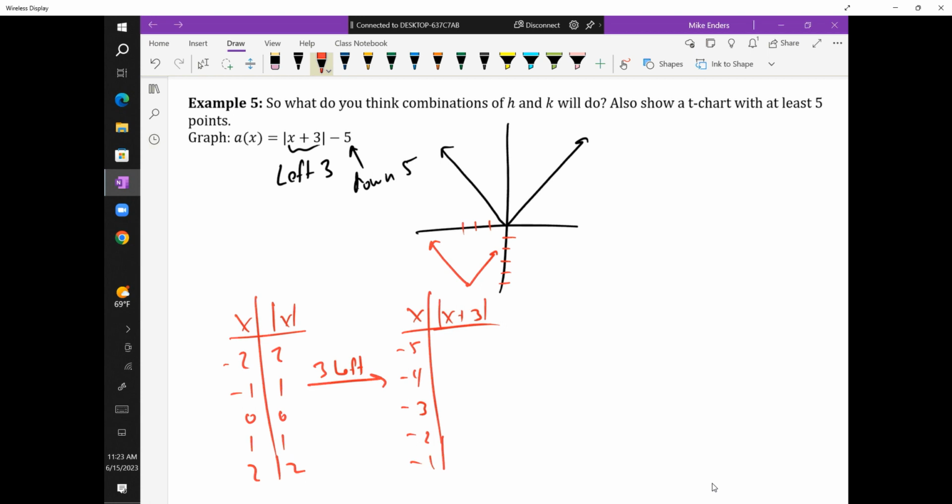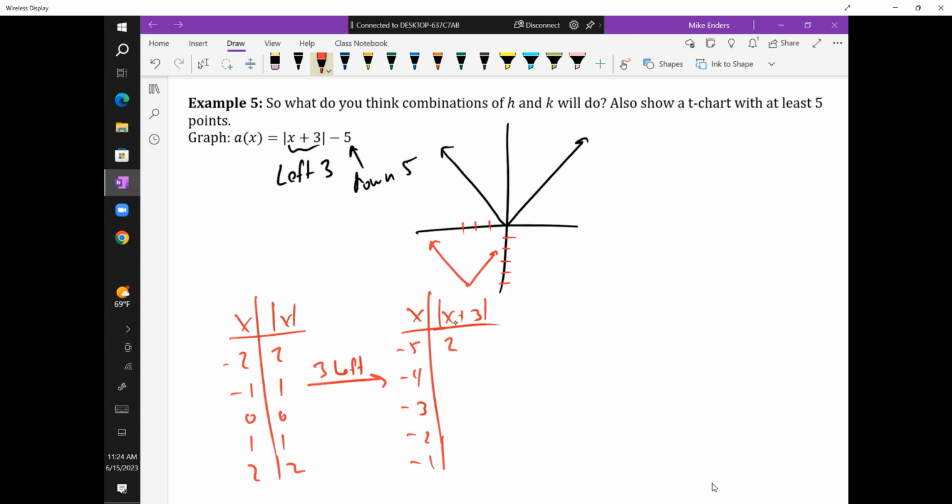Now, theoretically, what should have happened then? We only changed the x-coordinate. So that means my y-coordinate should remain the same as 2, 1, 0, 1, and 2. Let's double check those. So let's go back into our absolute values. So now we've got up here absolute value of x plus 3, but now x is -5. -5 plus 3 is -2. Absolute value of -2 is 2, just like we thought it should have been.